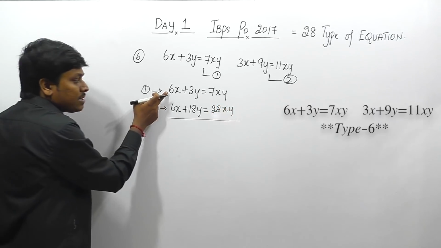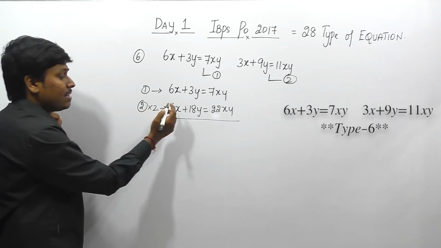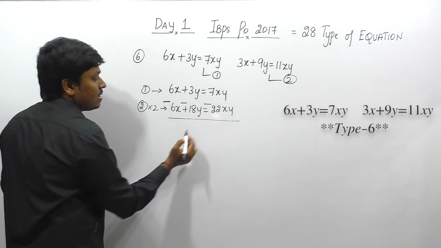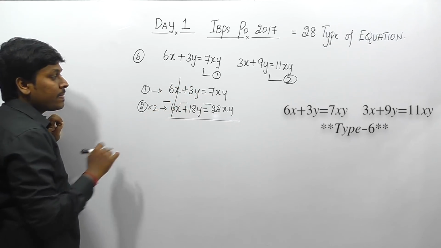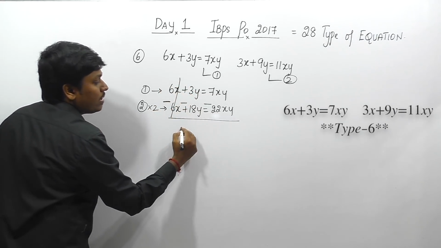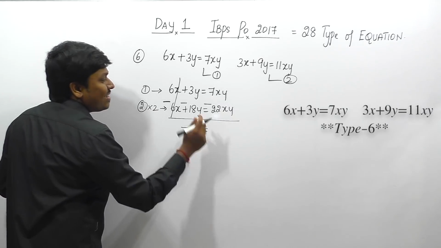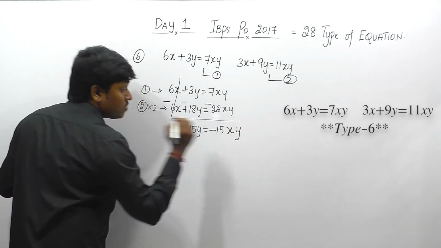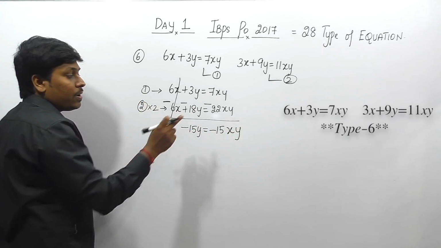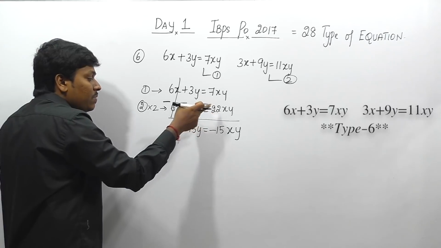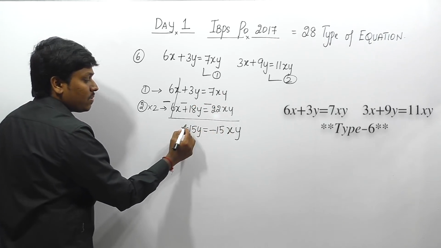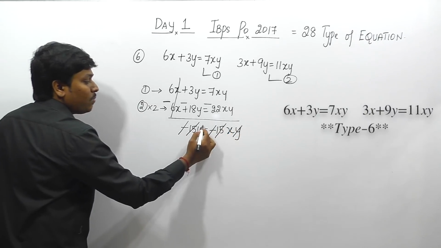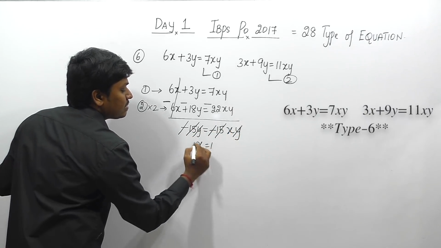So finally here it is plus 6x and here it is plus 6x. So let me subtract the second equation, so minus minus minus. So finally we can cancel both the x terms, and 3y minus 18y becomes minus 15y. And here it is 7 minus 22, which becomes minus 15xy, which is most important. Don't write 15 alone, right? So 7 minus 22 will be minus 15xy, right? So here we can cancel minus and minus, 15 and 15, and also we can cancel y and y. So finally the value of x becomes 1.